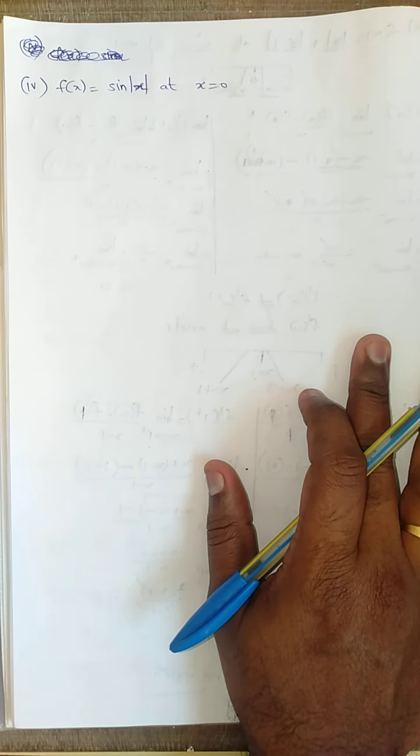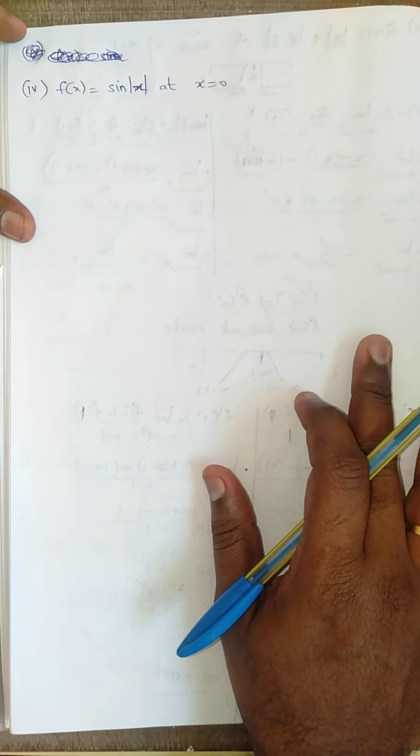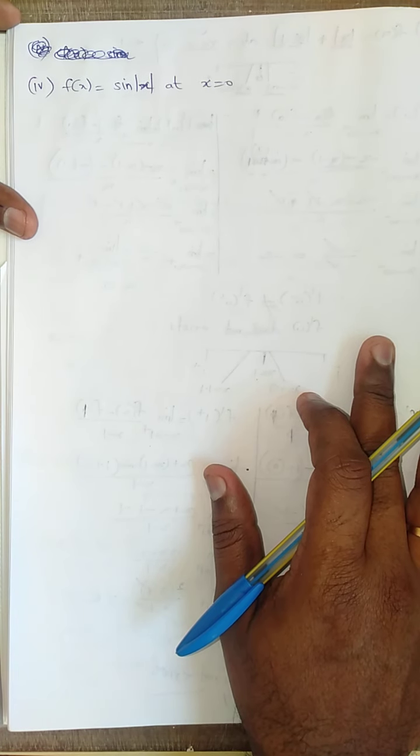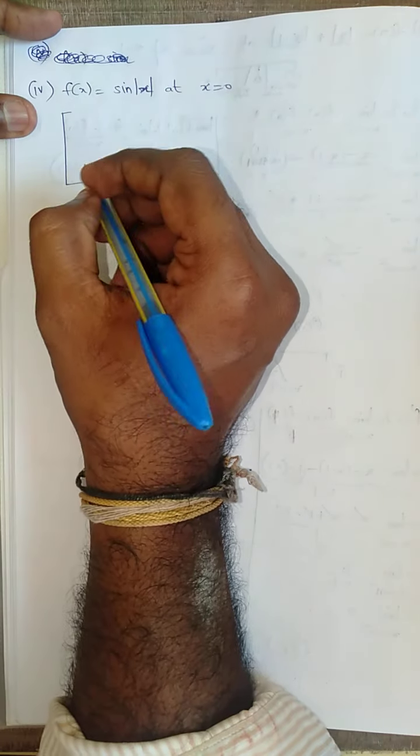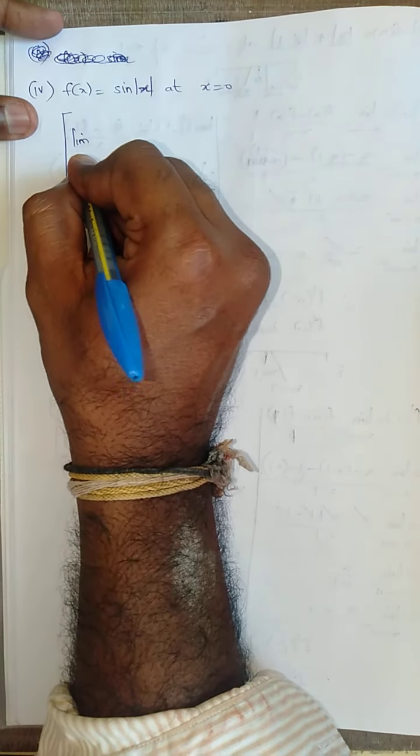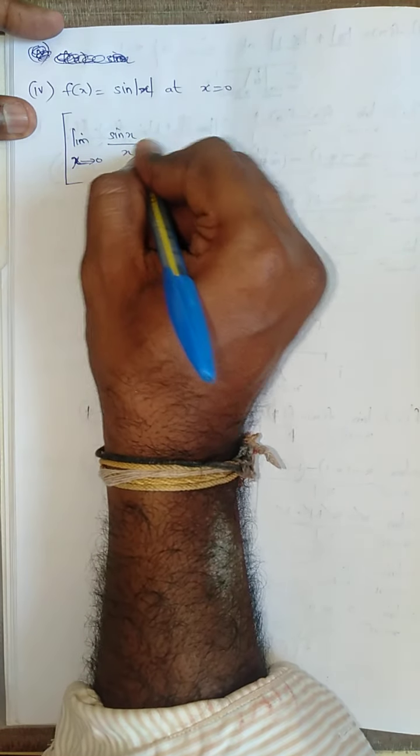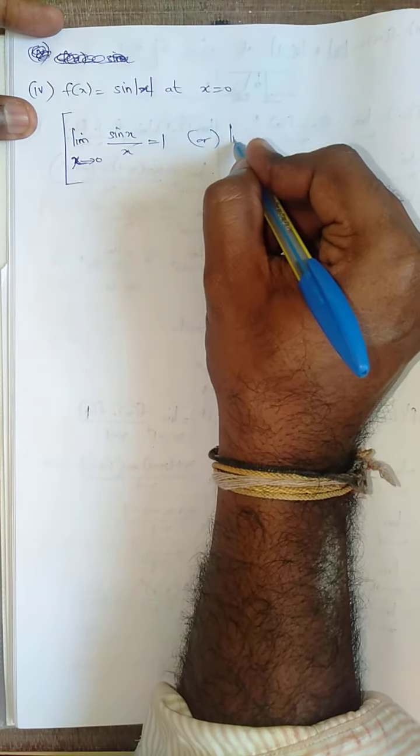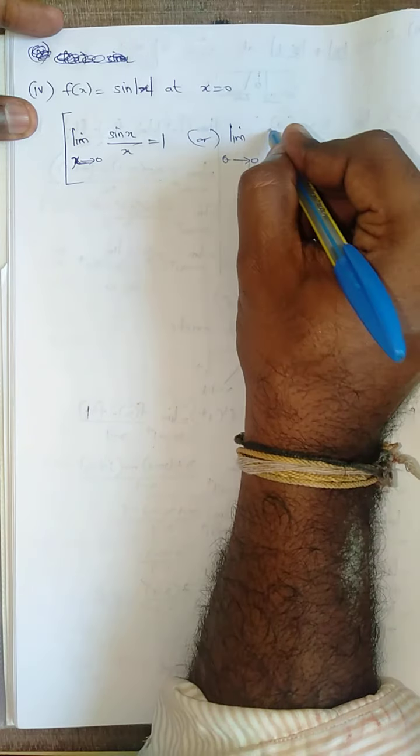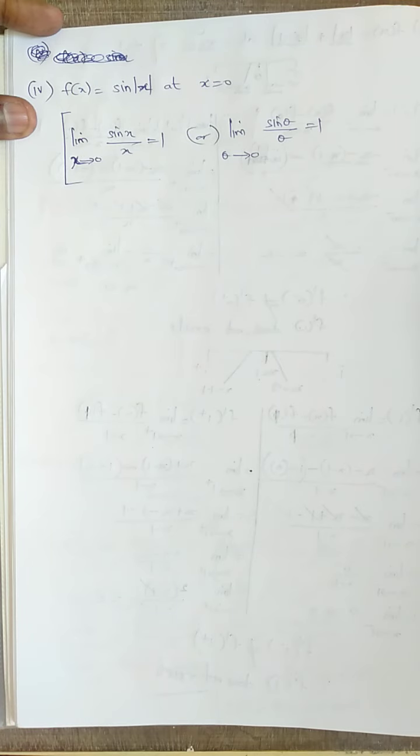So the last sum, the last subdivision in the third sum. What I can do: f of x is equal to sin modulus of x, not sin x, sin modulus of x at x is equal to 0. For this you need to learn one important formula. What is the formula? Limit x tends to 0, sin x divided by x is equal to 1, if there is x. Otherwise we can write the formula in another way also: limit theta tends to 0, sin theta divided by theta is equal to 1. This formula you need to learn very carefully.